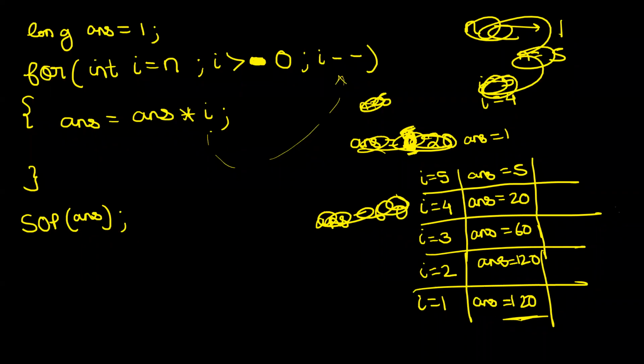Now, why have I taken the data type as long? Because if the value of n is very large, let's say n is 30, 40, 50, then the factorial of n will be a very, very large number and it might overflow and not fit inside an integer variable. So that is why I have written the answer variable as long. Okay. How many of you are clear with what is happening with this code?